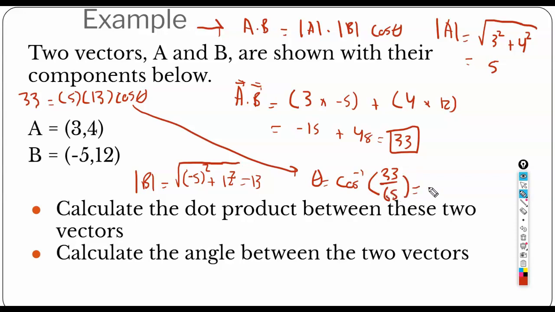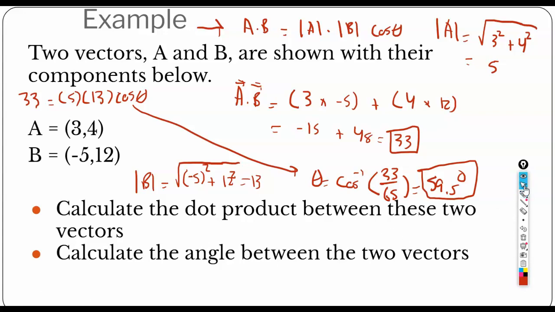Okay, so I'm going to double check to make sure that my calculator is in degree mode before I type this in, because otherwise you might get the wrong answer if your calculator is in radian mode, and that would be bad. So I'm going to do inverse cosine of 33 divided by 65, and that is going to give me an angle of 59.5 degrees. And so that is the angle between these two vectors. Pause it there, make sure you add that to your notes.